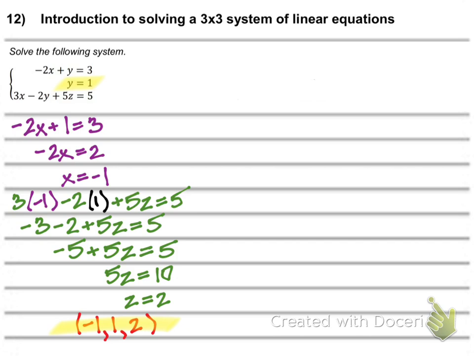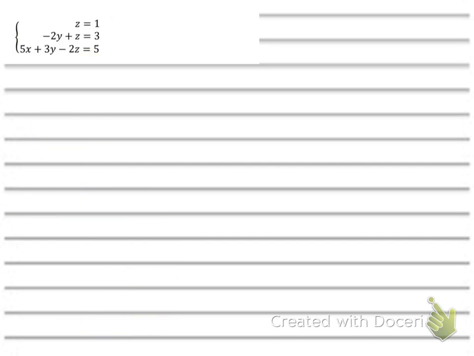So for these, they're going to give you the value of 1. You plug in to find a second, then plug in to find a third. On this one, they tell me what z is. So I'll go into that second equation to find y, right? So I'll have negative 2y plus the 1 they gave me is 3. Subtracting 1, negative 2y is 2. So y is negative 1.